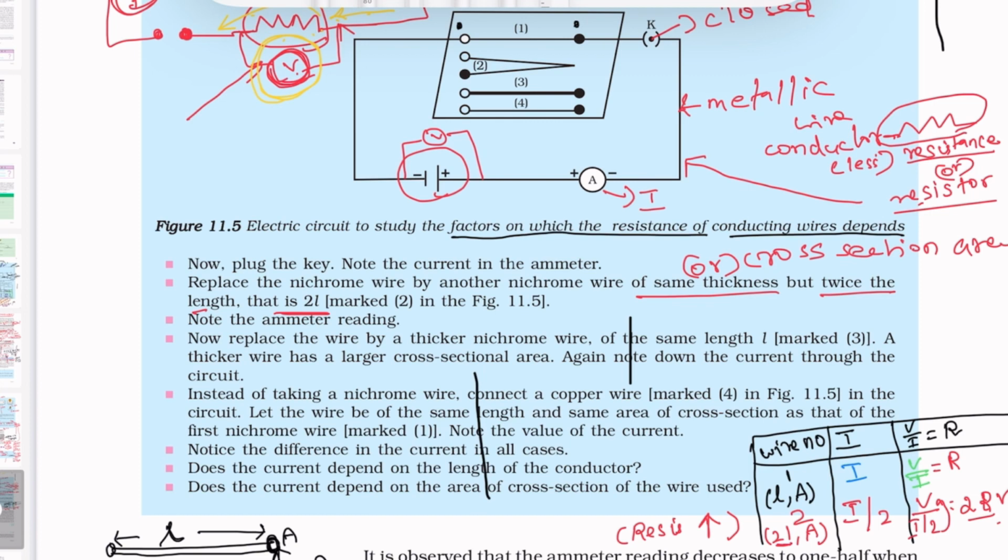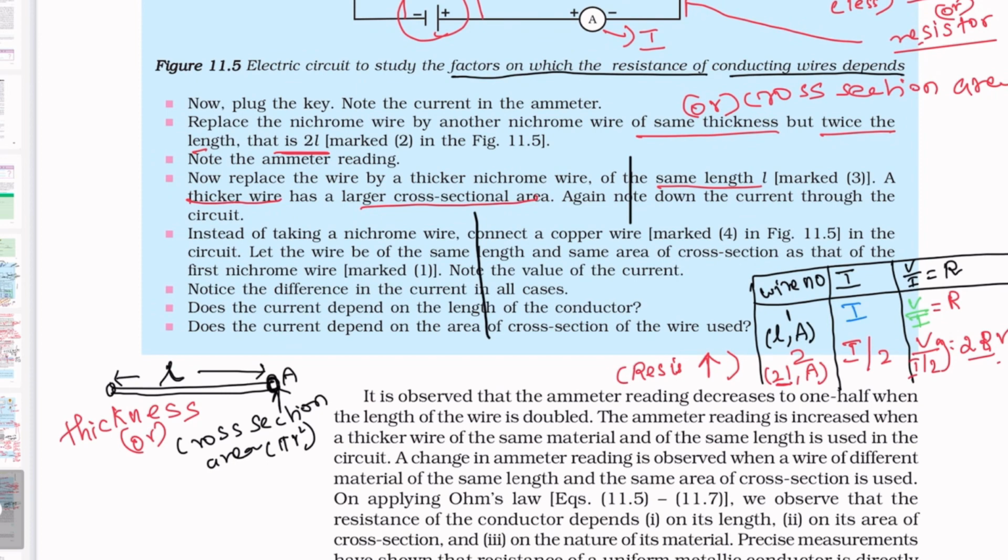Then I take the third wire, mark 3. The length L is the same, but for the thickness, I take a thicker wire of larger cross section area. So my area is more in the wire. Now I continue the table here. The wire number is 3. Here L is the same, but my cross section area is 2A.